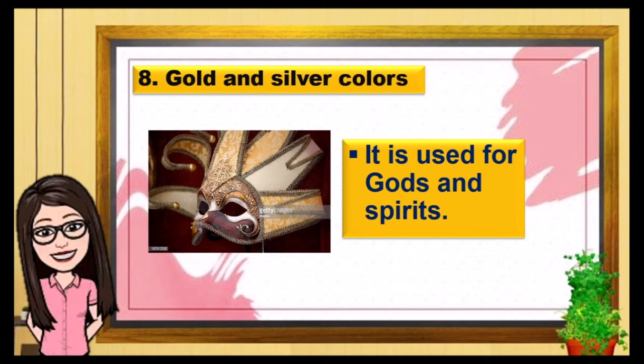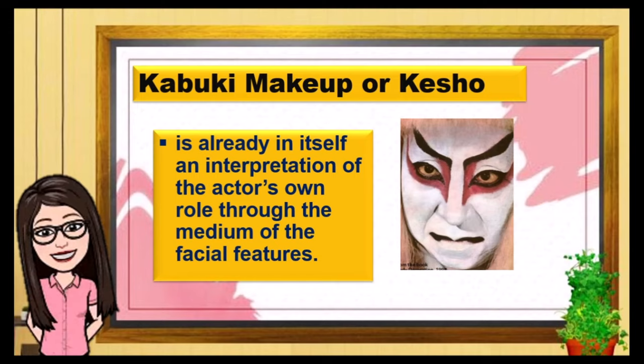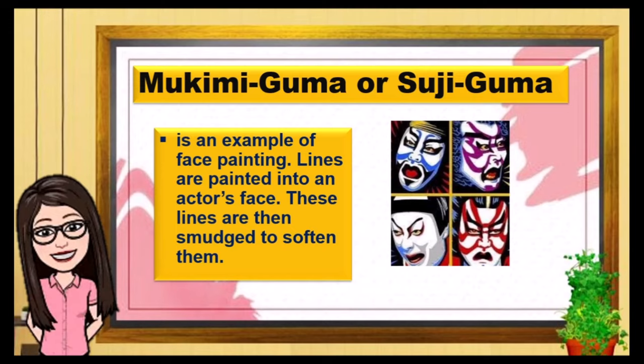Kabuki makeup of Japan. Kabuki makeup or Kesho is already in itself an interpretation of the actor's own role through the medium of facial features. Mukimi Guma or Suji Guma. It is an example of face painting. Lines are painted into an actor's face. These lines are then smudged to soften them.